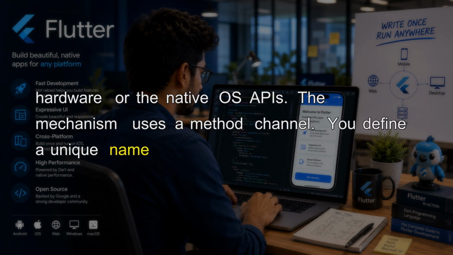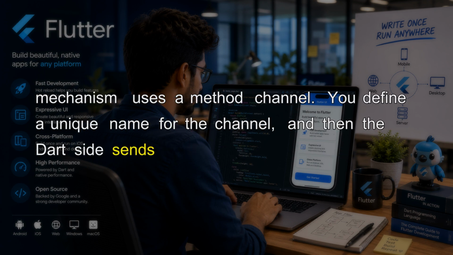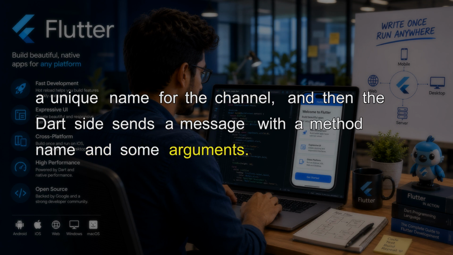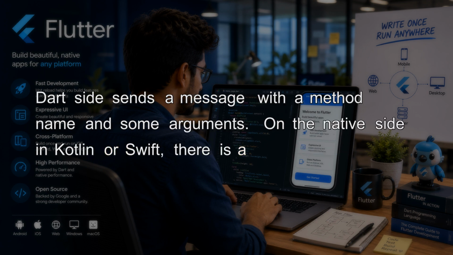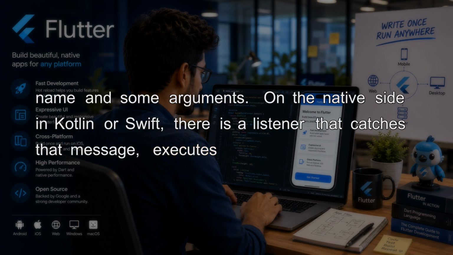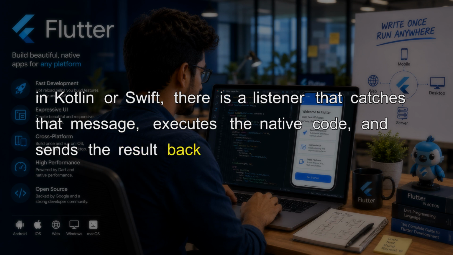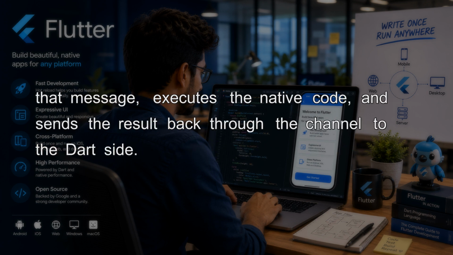You define a unique name for the channel, and then the Dart side sends a message with a method name and some arguments. On the native side in Kotlin or Swift, there is a listener that catches that message, executes the native code, and sends the result back through the channel to the Dart side.